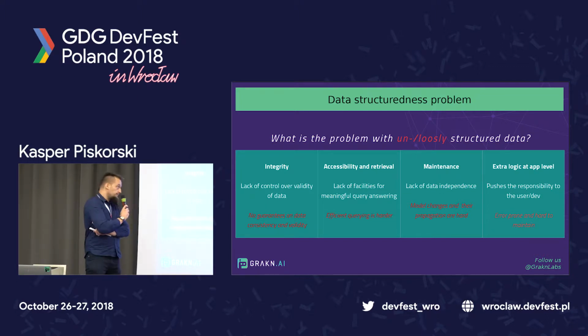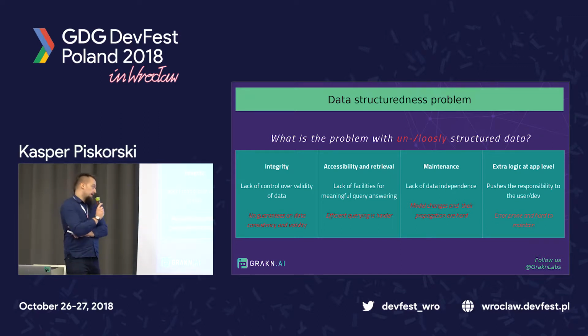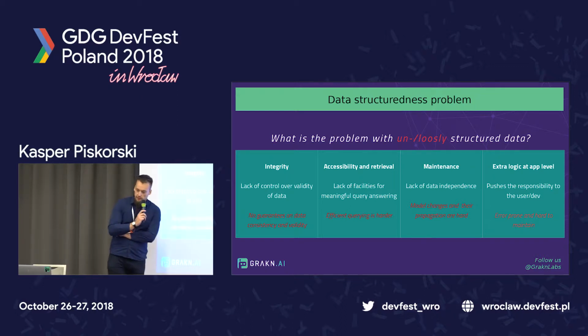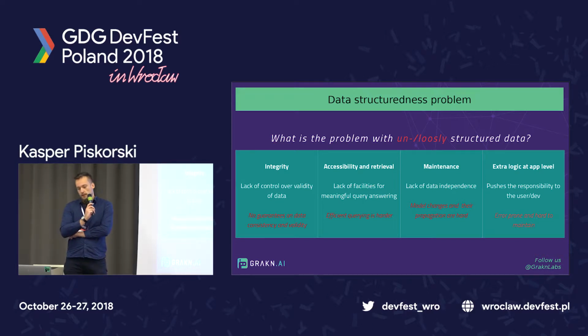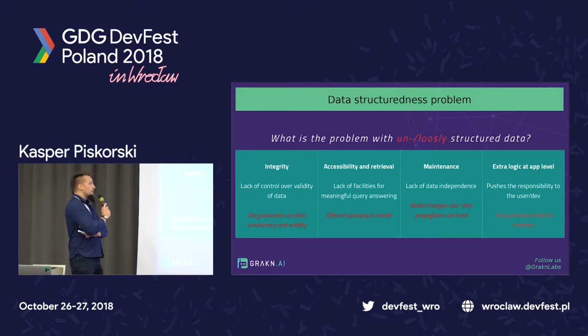So if you look at the problem of data structure, what does it actually mean, or what are we missing if we work with unstructured or loosely structured data? The first immediate problem is the problem of integrity. Because the structure is very weak, we have little control over whether our data is valid and whether it's consistent. That leaves us in a difficult position because we cannot put any guarantees on the consistency and validity of our data. The second difficulty that comes with unstructured or loosely structured data is accessibility and retrieval. If we are dealing with simple structures, having a meaningful query answering mechanism is hard, and it's harder to do it efficiently.